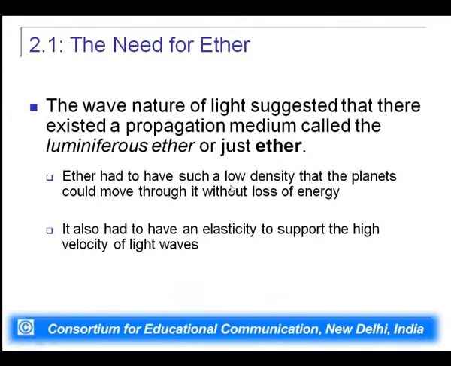Ether had to have such a low density that the planets could move through it without loss of energy. The other concept is that it also had to have an elasticity to support the high velocity of light waves, and this is the medium for the passage of light.